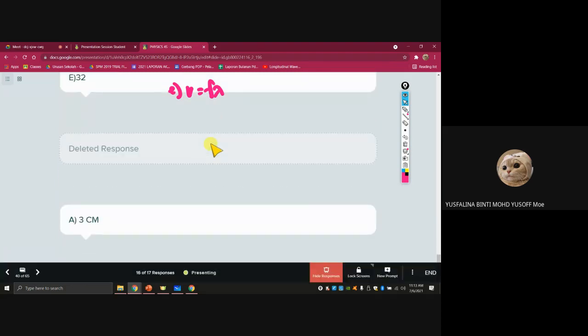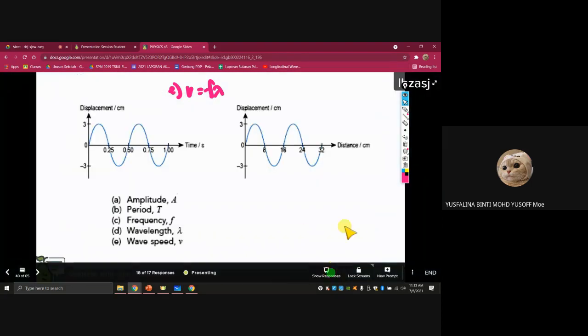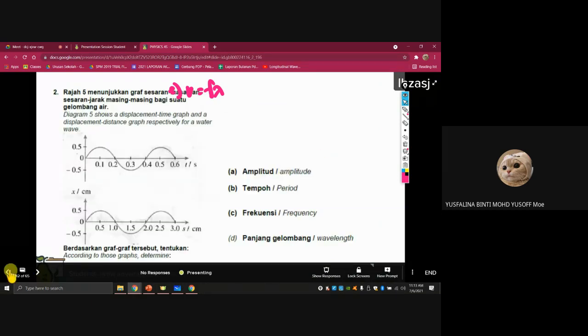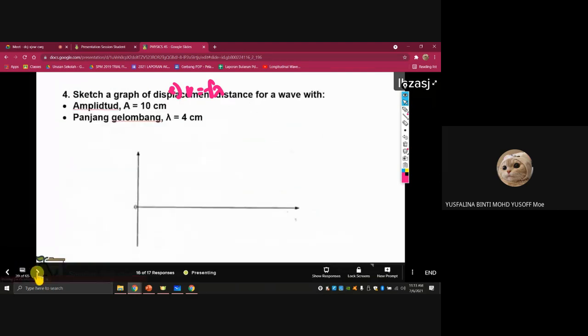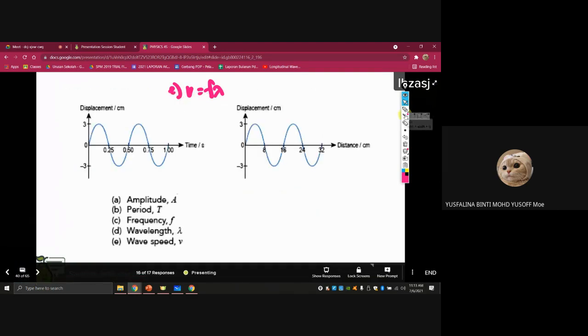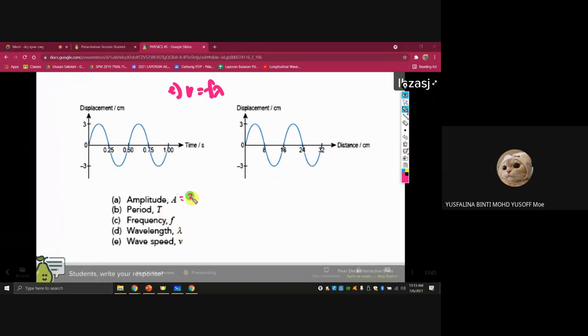Okay, so we discuss the answer here. The amplitude is actually 3 cm. Okay, so this is the amplitude. You can take either graph, it is the same, right? So you can use either graph. The amplitude is 3 cm, so A is 3 cm.